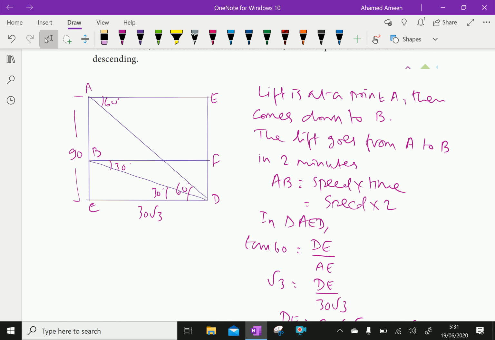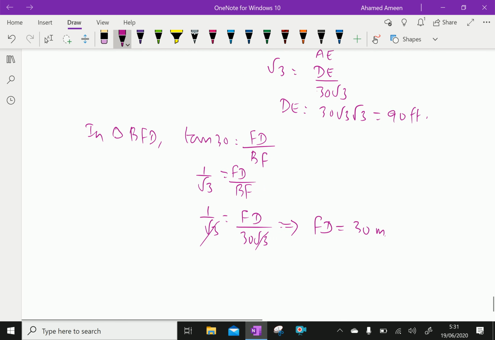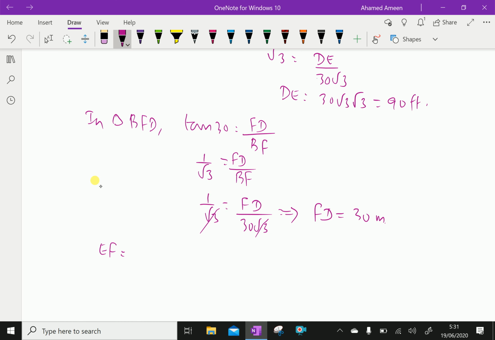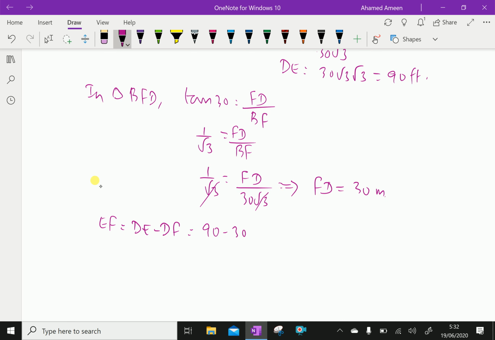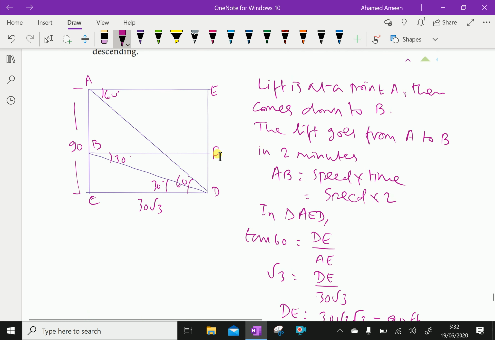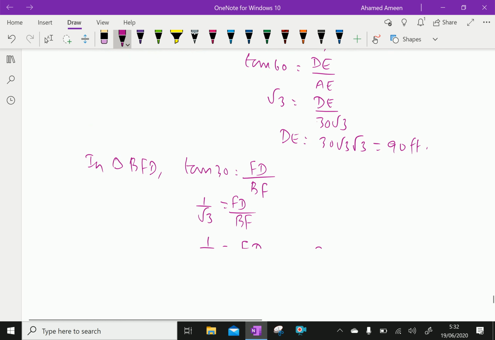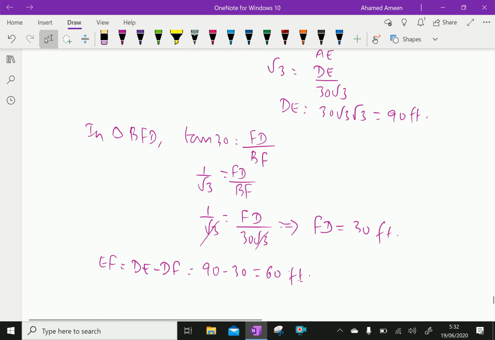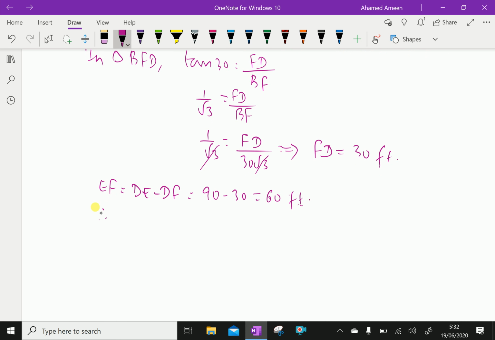Now you can say EF equals DE minus DF, that is 90 minus 30 equals 60 feet. Therefore EF is 60 feet, which means AB is also 60 feet. Therefore EF is equal to AB equals 60 feet.